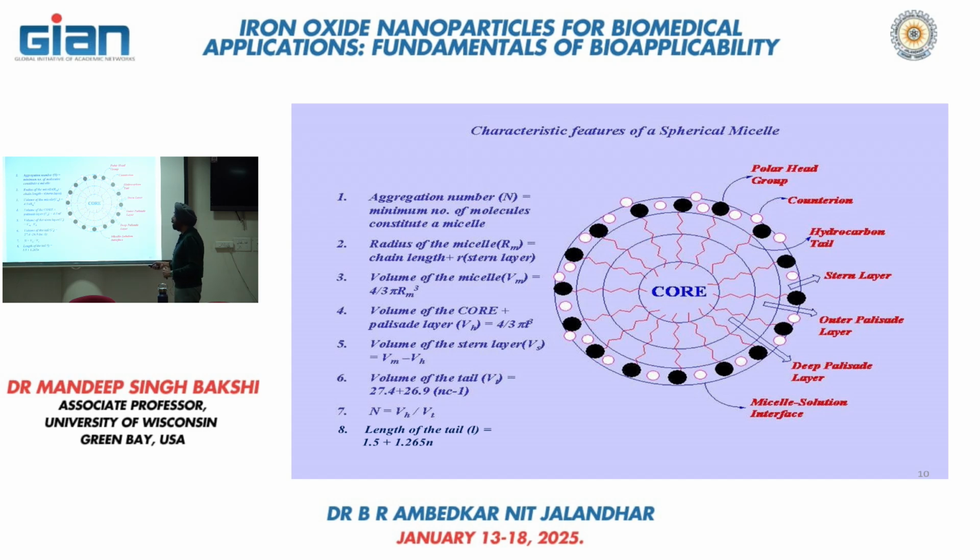So you can also theoretically calculate the aggregation number. N stands for aggregation number, that is the volume of the hydrophobic portion divided by the volume of the tail, and that would also give you the aggregation number. I mean to say that if you have the entire volume, and you divide it by only the volume of one tail, you will be able to calculate the aggregation number. How many tails are there in fact? Length of the tail is 1.5 plus 1.26 multiplied by n, as many methylene groups as there are. In this way you can calculate the length of the tail. So these are the characteristic properties of the micelle.